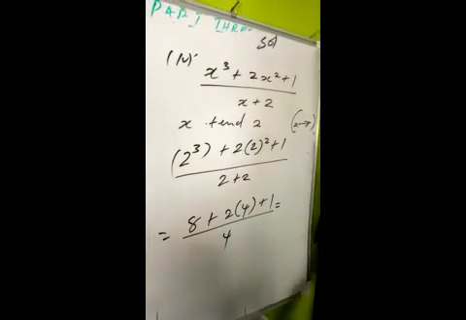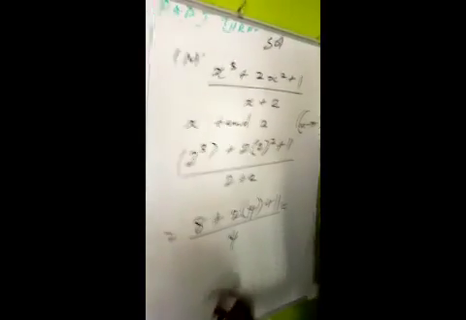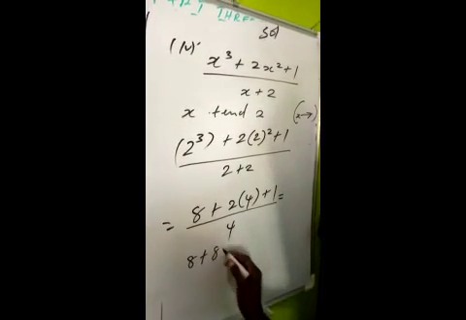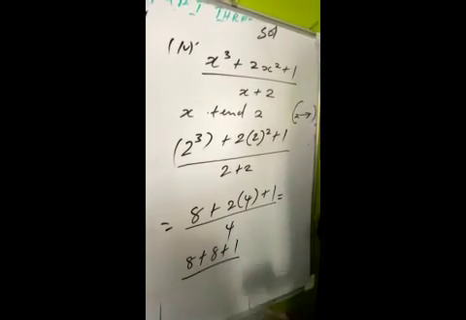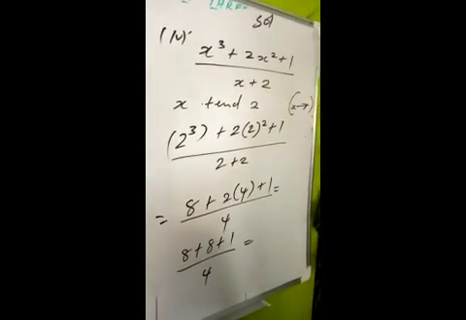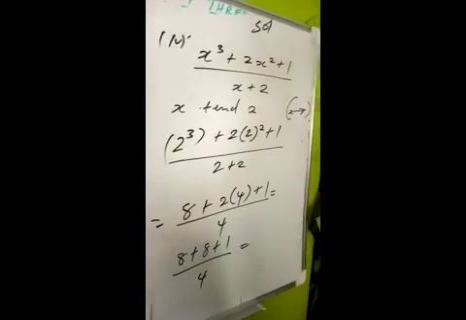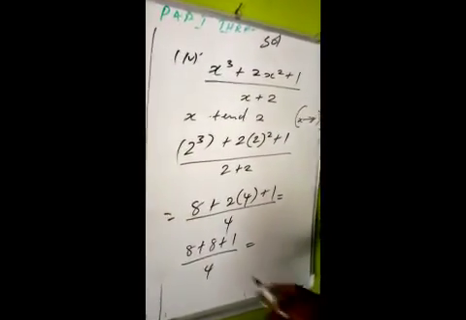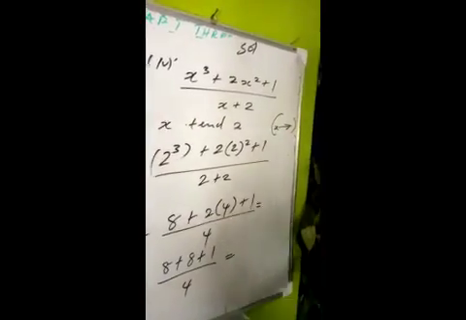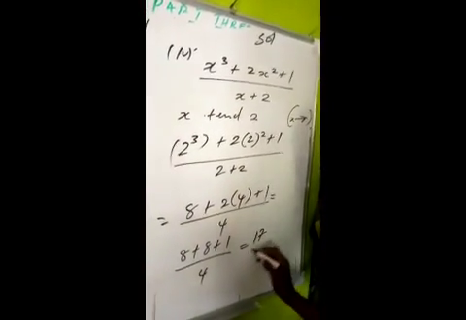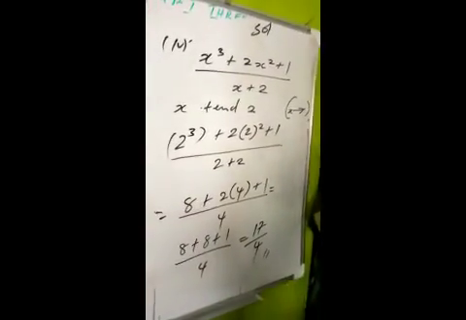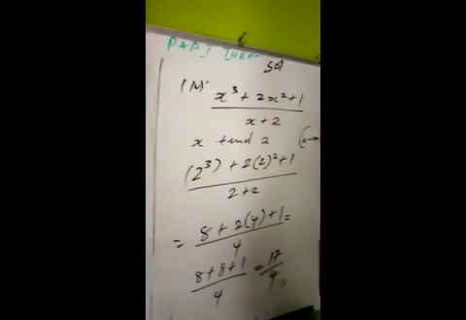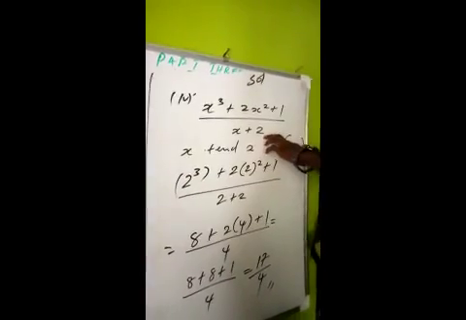So from this point, let me go down. You have 8 plus 2 times 4 because of the bracket, plus 1, divided by 4. Then when you go this way, from example number 4, you have 8 plus 8 is 16, plus 1 is 17. So you have 17 over 4. So that is for the limit under direct substitution, when it is defined.